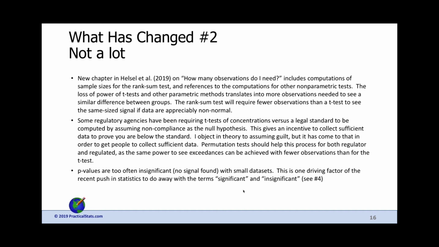So permutation tests should help a little bit by making more efficient use of the same amount of data, but it really is helpful to all of us to collect sufficient data.